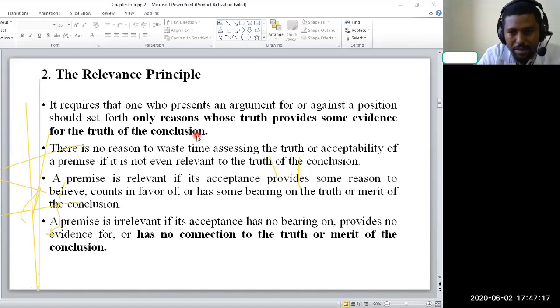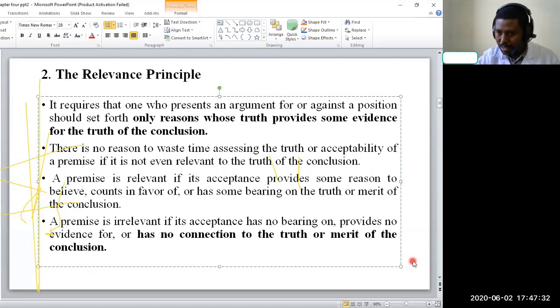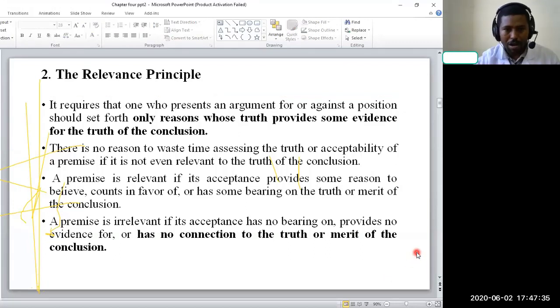There is no reason to waste time in assessing the truth or the acceptability of the premise if it is not even relevant to the truth of the conclusion. No matter how true the information is, if it is out of the issue that is being discussed, out of the topic, it has no significance. It does not give us any advantage. Only those evidences are important if they are related with the issue being discussed.